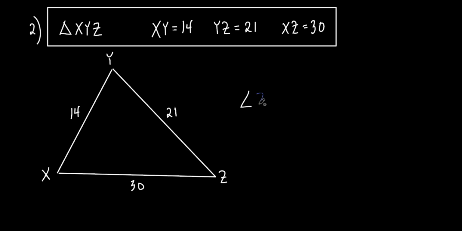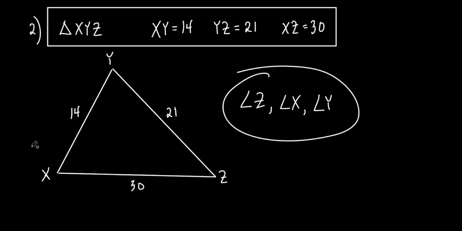So put angle Z, put a comma. What's the next one? 21 is next, right, in order? So what's opposite that? X. So put angle X. And then what's the other one? Angle Y. It's the only one left, so it's pretty easy. And that's your answer right there. This is helpful to draw the picture. Really is.